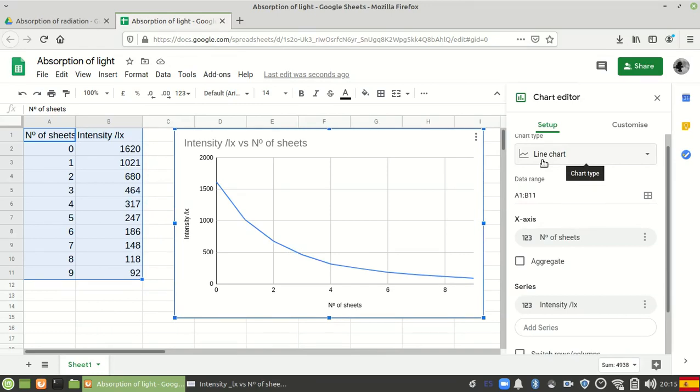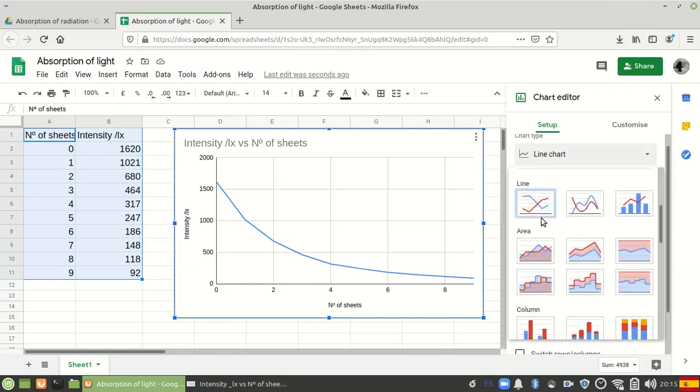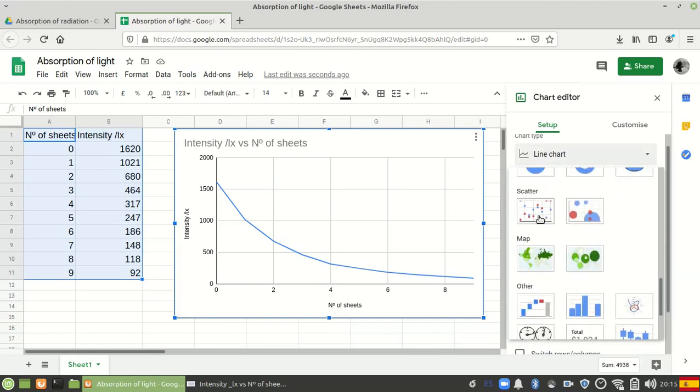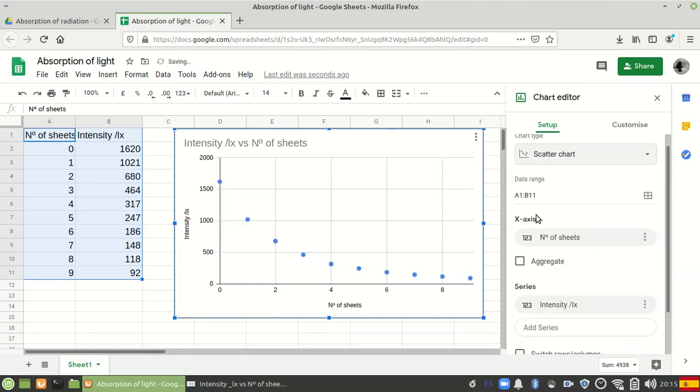Through a shape like this we would draw a smooth curve, and we can get the spreadsheet to do that for us if we change this line chart to a scatter chart there. Okay, now it's put the points on for us, and you can see that's definitely a curve.